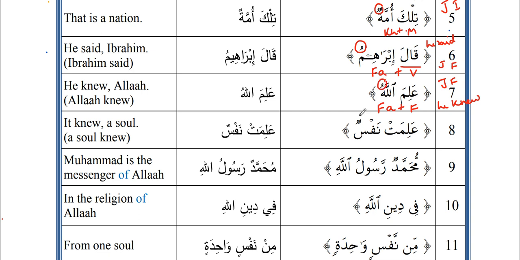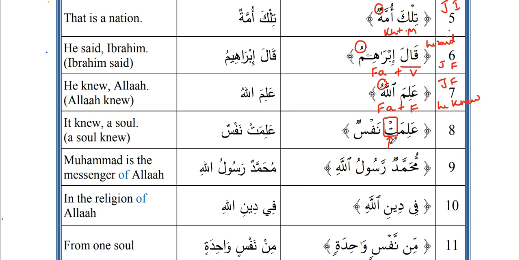Alimat, it's the same verb, same fail, meaning she knew. Why did the open ta come? Now, this is something you will learn in the lesson on pronouns, attached pronouns. It is not a pronoun, but it is just a sign of femininity. Before, I spoke about a lot of signs of femininity like ya, the alif mamduda, ta marbuta, and alif maksura. But this is also one of the signs of femininity.